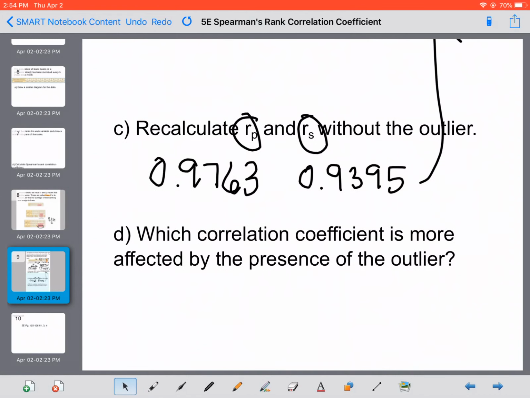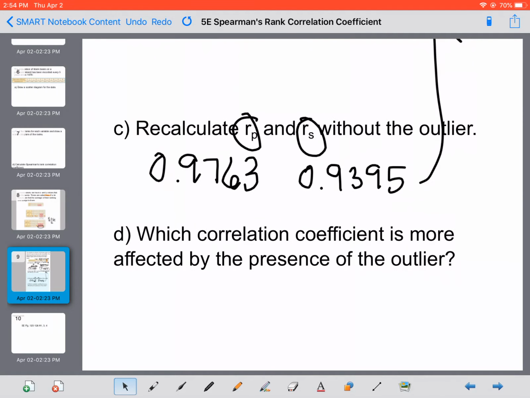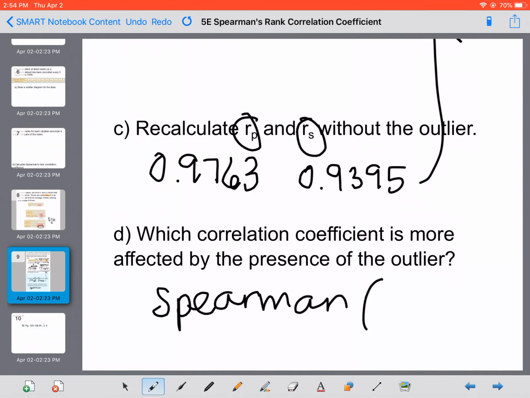So then the last question says, which correlation is more affected by the presence of the outlier? And very obvious, it was a much bigger jump from our Spearman's of 0.66 to the 0.939. So our answer here would be our Spearman's that is affected a lot more than the Pearson's, which is our R sub P.